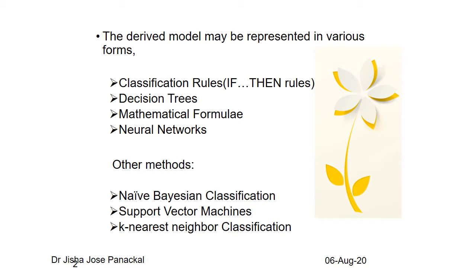For the representation of the derived model, we can use different forms. For example, we can use classification rules using if-then, or we can use decision trees, or we can go for mathematical formulae. Otherwise, we can go for neural networks. Some of the methods involving these kinds of representations are naive Bayes classification, support vector machines, or k-nearest neighbor classification.